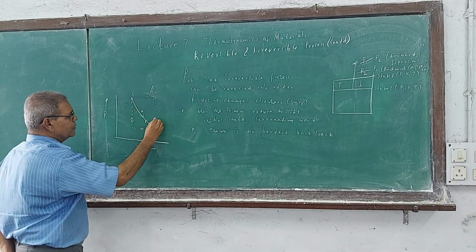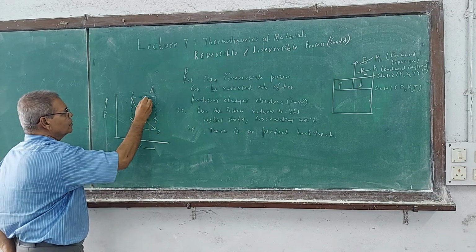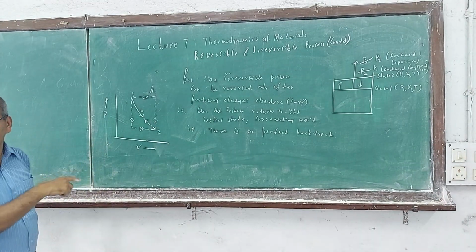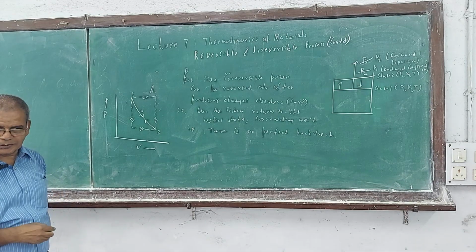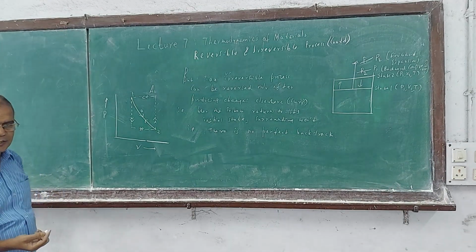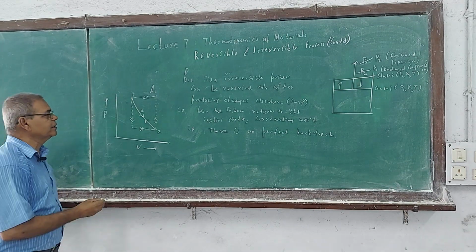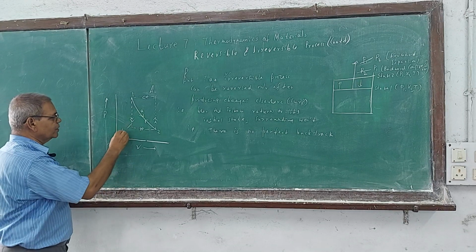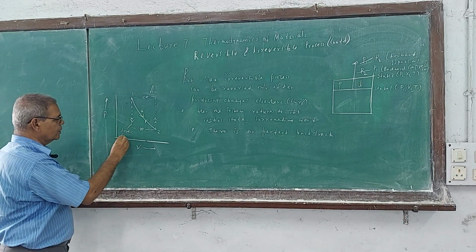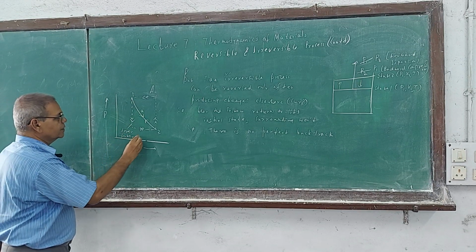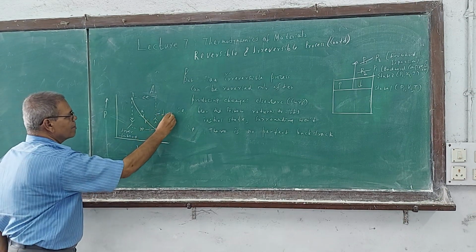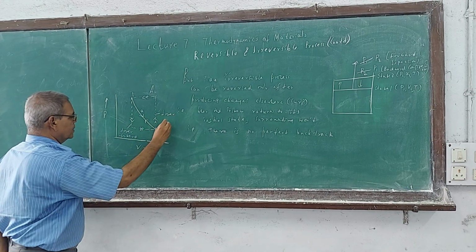Again, I may use this double arrow and dotted line for non-equilibrium path, non-equilibrium states. So this is your irreversible forward. You can note this: irreversible forward. And this is your irreversible backward.